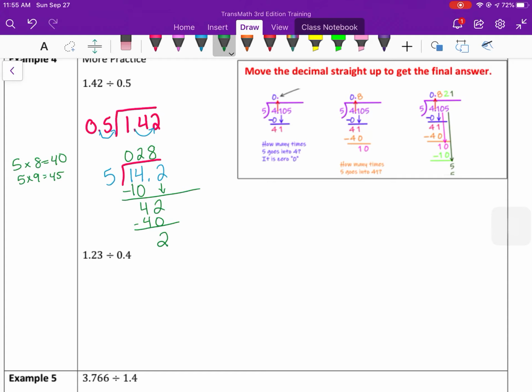42 minus 40 is 2. Now I do need to add a 0 up top and bring that down since 5 doesn't fit into 2. And then 5 goes into 20. Since 5 times 4 is 20, it goes in there 4 times. 5 times 4 is 20. Subtract, we get 0.